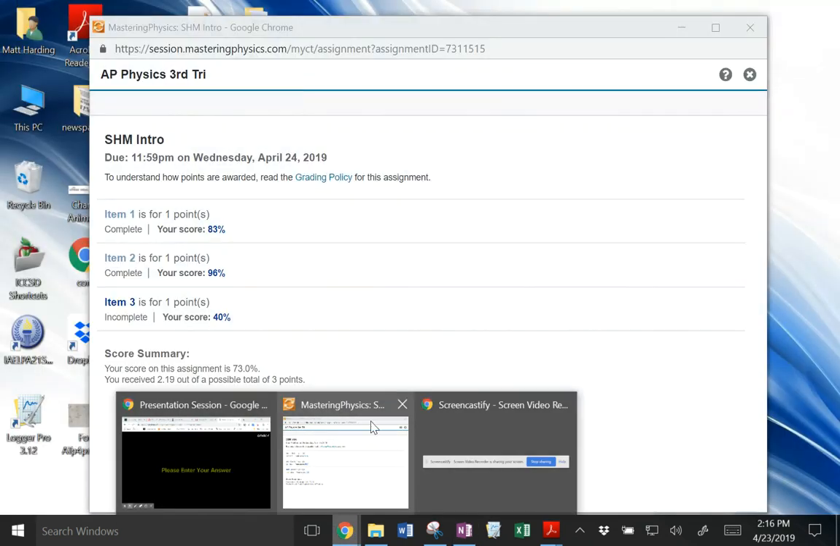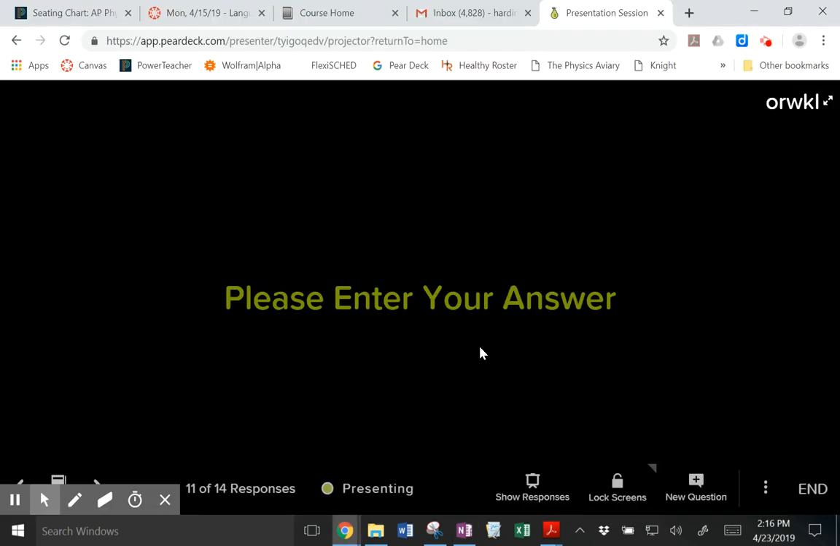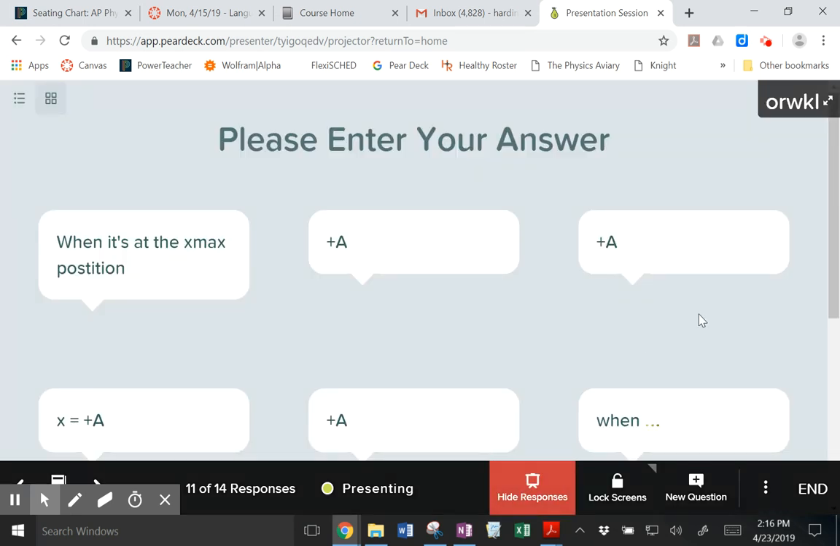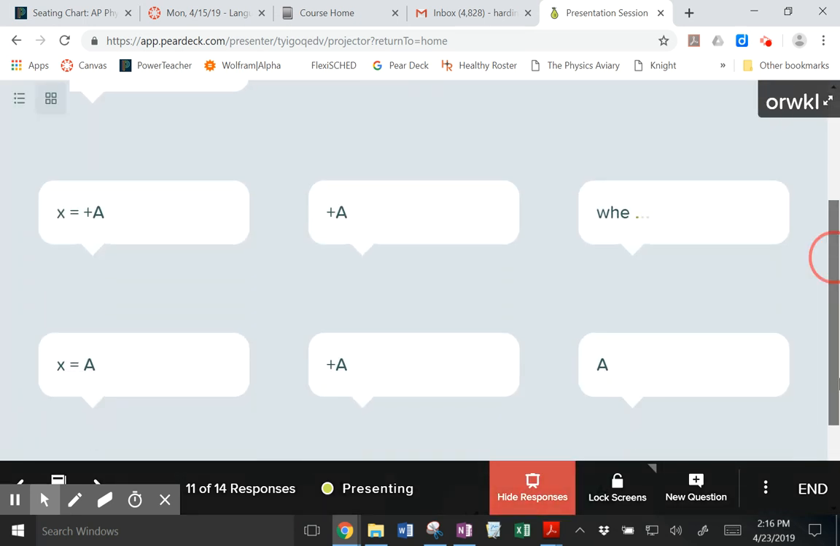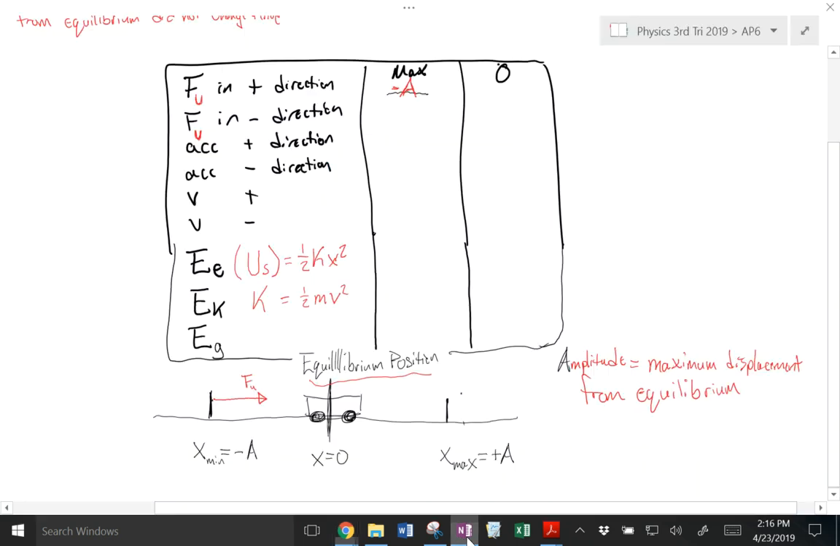There are friends. I gotta get rid of some of these extra things. There we go. Positive A, positive A, positive A, positive A, positive A. All right, so you got it, right? So now when it's over at positive A, the force is going to be back towards x equals 0, back towards equilibrium position.